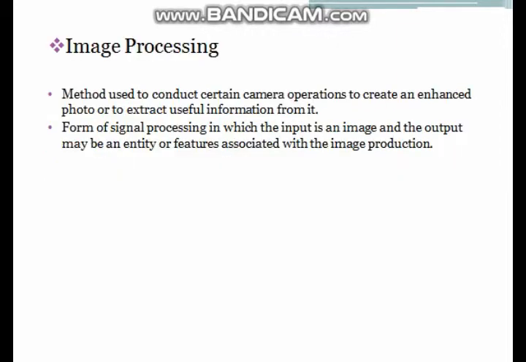Image processing. Image processing is the method used to conduct certain camera operations to create an enhanced photo or to extract useful information from it. It is also a form of signal processing in which the input is an image and the output may be identified or a feature associated with the image production.